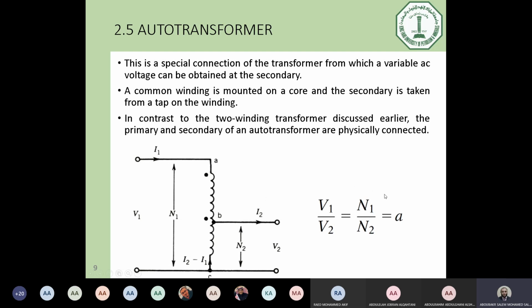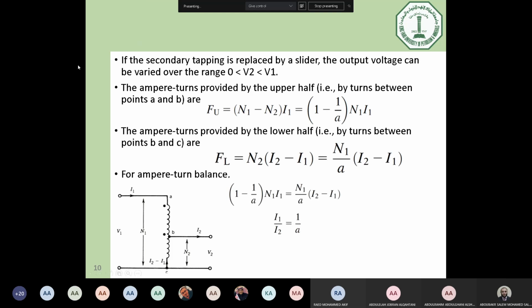Simply regarding the relations, we can apply the same relations like the two winding transformer. For instance, here we have V1 and N1 turns. We have V2 with N2 turns. So simply we can say that V1 divided by V2 equals N1 divided by N2 equals a, which is the turns ratio. If we need to calculate the current and see if the turns ratio is also applicable with the current like the two winding transformer, simply we can derive it from this circuit.